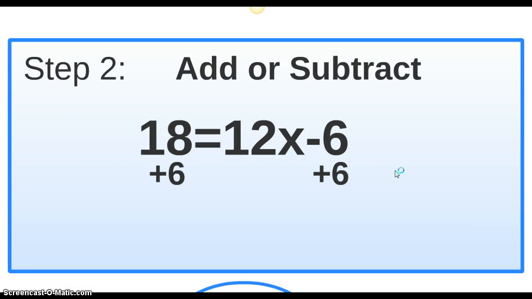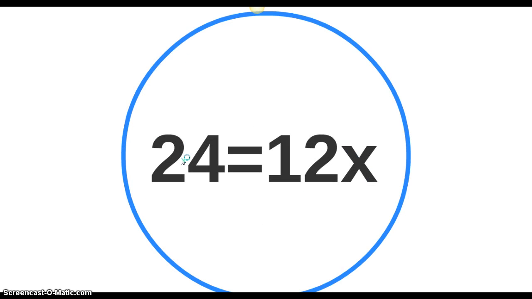Okay, so what would be our second step? The second step is we can either add or subtract. To be able to do this, we're going to look right here at this minus 6, and we need to get rid of that. And to be able to get rid of a minus 6, we need to add 6. So we're going to add 6 to here, and some basic rules of algebra is whatever you do to one side, you must do to the other side. So since we add 6 to this side, we are going to add 6 to this side. So we should look like 24 equals 12x after you've added 6 to both sides.